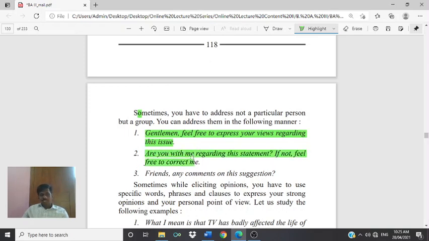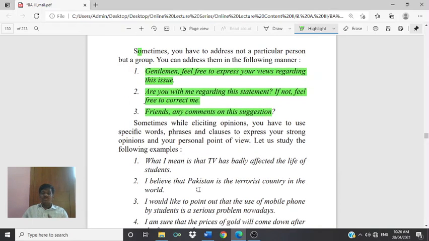See, in all these statements, the topic is not included, even the name of the participant is not included. So you can use these language expressions as they are. The only thing is that you should memorize them, and they are not difficult, they are very simple. See, gentlemen, feel free to express your views regarding this issue, or are you with me regarding this statement? If not, feel free to correct me. Or friends, any comments on this suggestion? So all these are common, general statements that we can use in any group discussion.